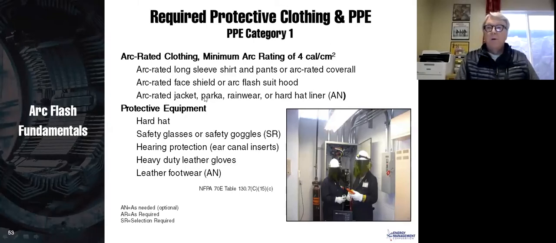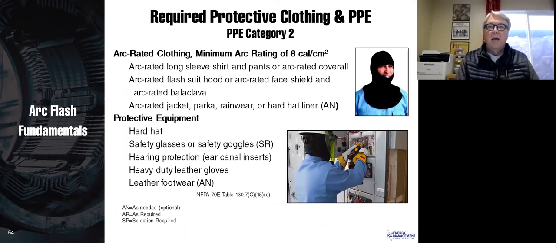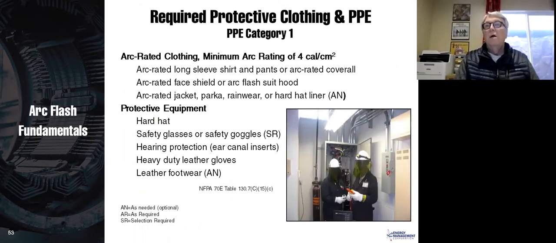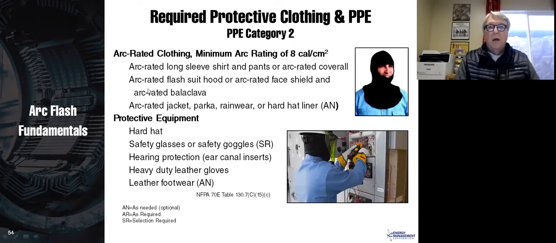Up to 4 calories, that's category 1, and so you have to wear category 1 gear that will protect you up to 4 calories. Category 2 is 8 calories. What is the difference between category 2 and category 1? There's only 2 differences. One is category 1 is 4 calories, category 2 is 8 calories. The second one is this. You must have an arc-rated balaclava.